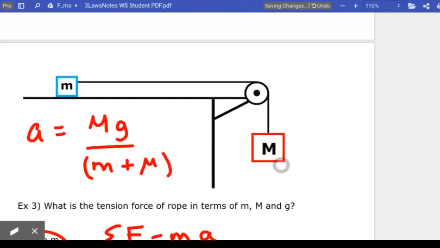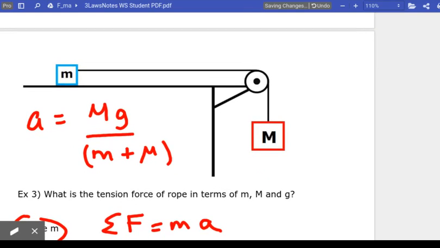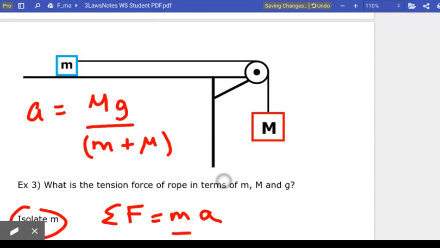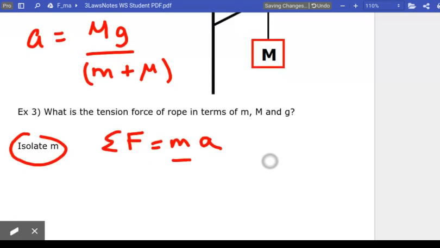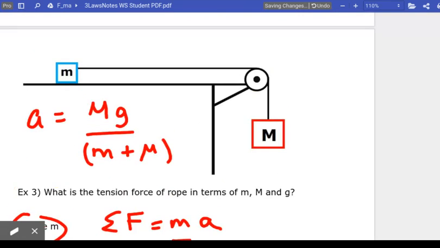Okay. Now, what is the tension force? Same problem with the same acceleration. We're going back to the original setup where the hanging mass is the big one. So the acceleration is the net force, Mg, divided by the two masses, little m and big M. Okay. Let's isolate little m right over here because it's the simplest one to do. It doesn't matter which one we do, but let's isolate this and simply say, what are all the forces on this one over here?